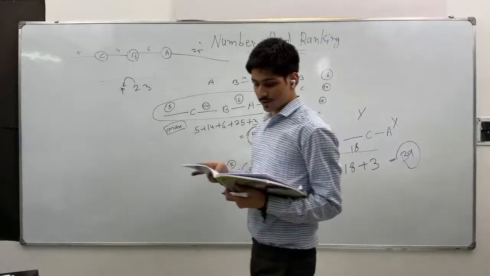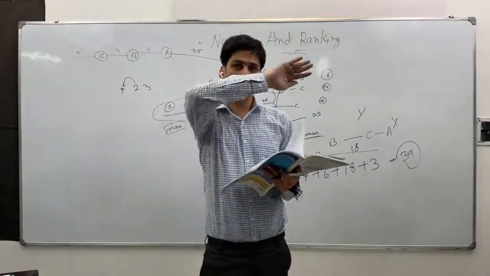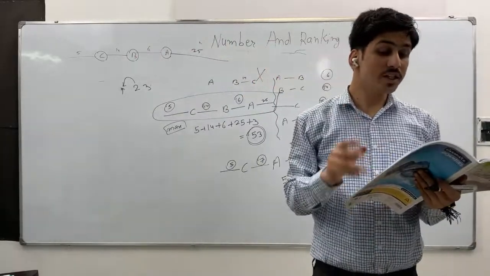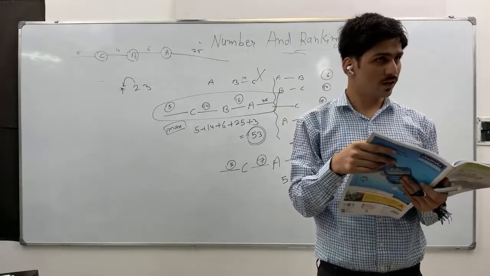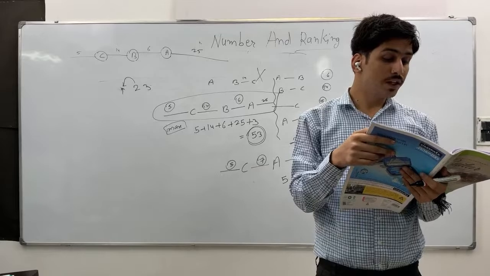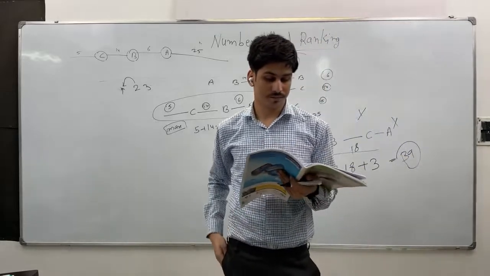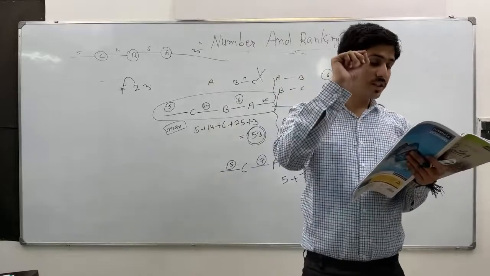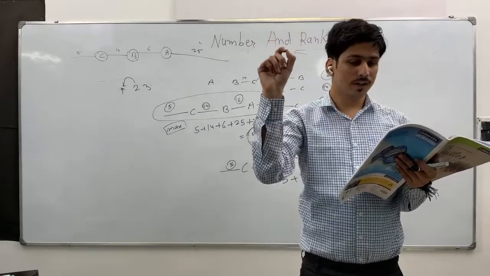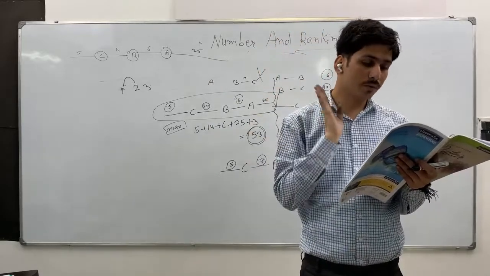Okay, one more question. In a row of boys, A is 19th from left. This one is simple if you can answer. A is 19th from left, whereas B is 25th from right. This one is fairly simple. A is 19th from left and B is 25th from right.